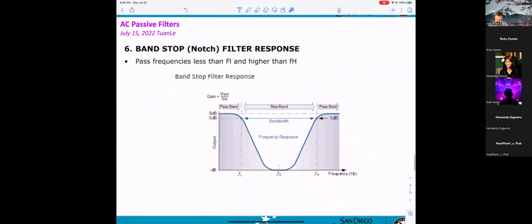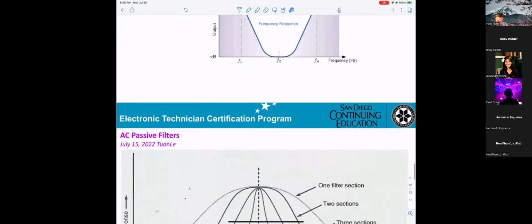Band stop filter, opposite to the band pass. The band stop filter has a cutoff here, F low and F high. However, any signal higher than F high or less than F low, they allow to pass. Any signal in here, they want to cut it off. Basically, it is just the opposite of the band pass filter.